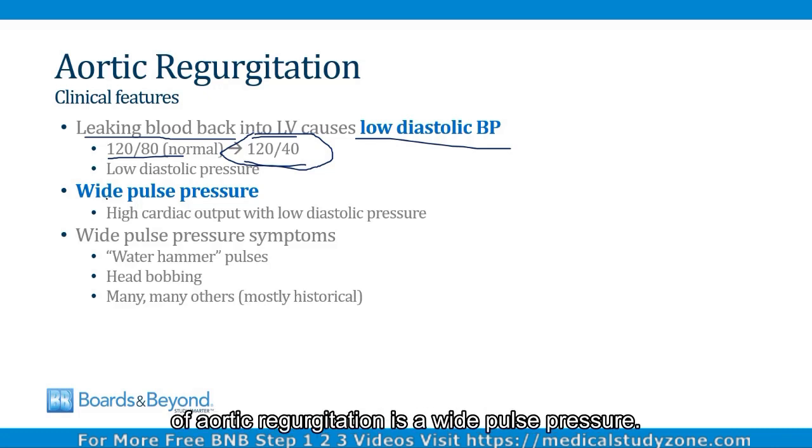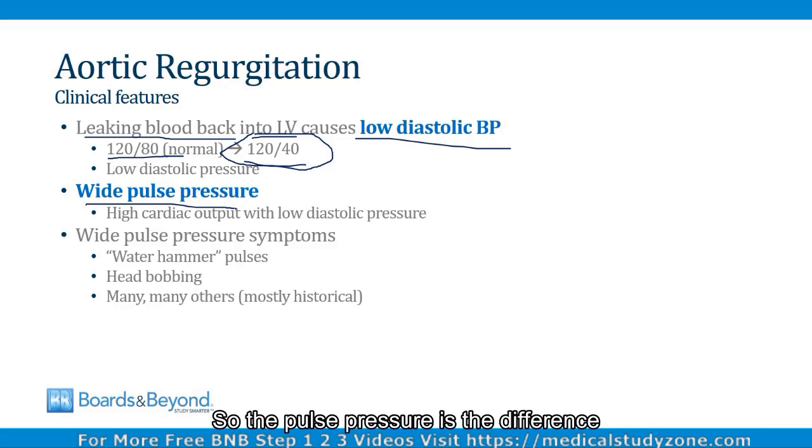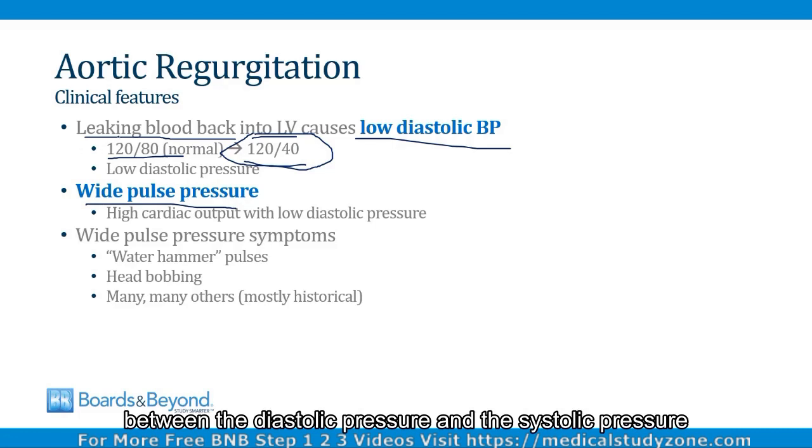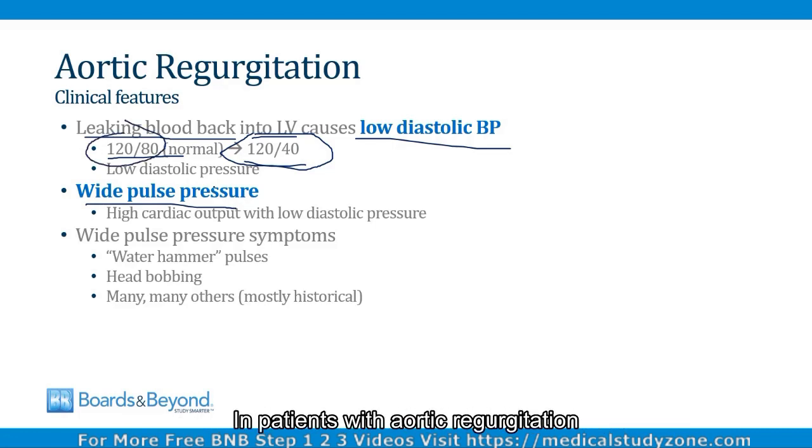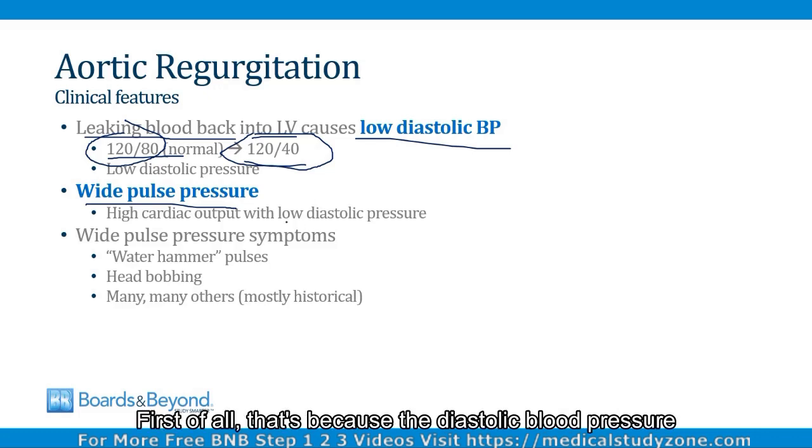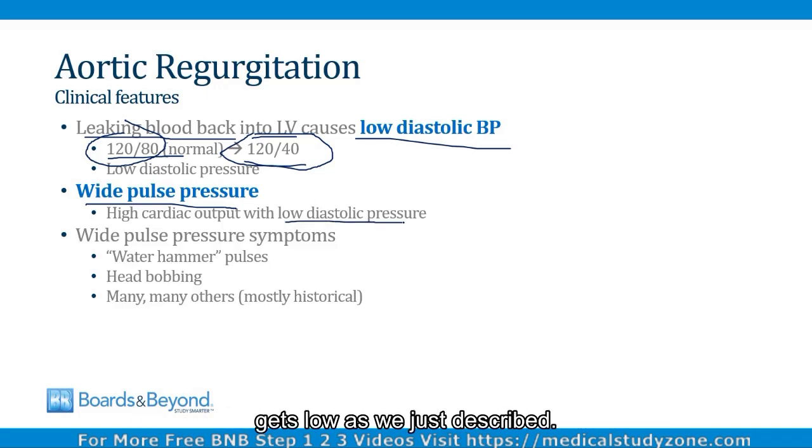Another classic feature of aortic regurgitation is a wide pulse pressure. So the pulse pressure is the difference between the diastolic pressure and the systolic pressure, and normal is about 40. In patients with aortic regurgitation, this pulse pressure gets very high, or otherwise referred to as wide. First of all, that's because the diastolic blood pressure gets low, as we just described.